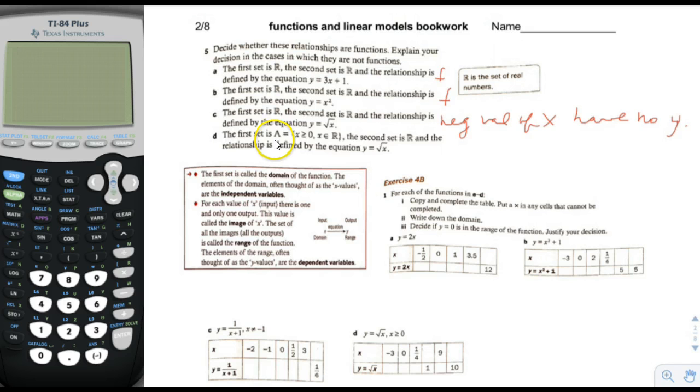Okay? What about D? The first set is the set A where x is greater than or equal to 0 and x is a real number. And the second set is a set of real numbers, and the relationship is defined by the equation y equals square root of x. So it's the same equation as before, but now they've reduced the first set to be just positive real numbers. So now we're okay, because every single positive number can be put in this equation, and we get a y out. So this is a function. Okay.